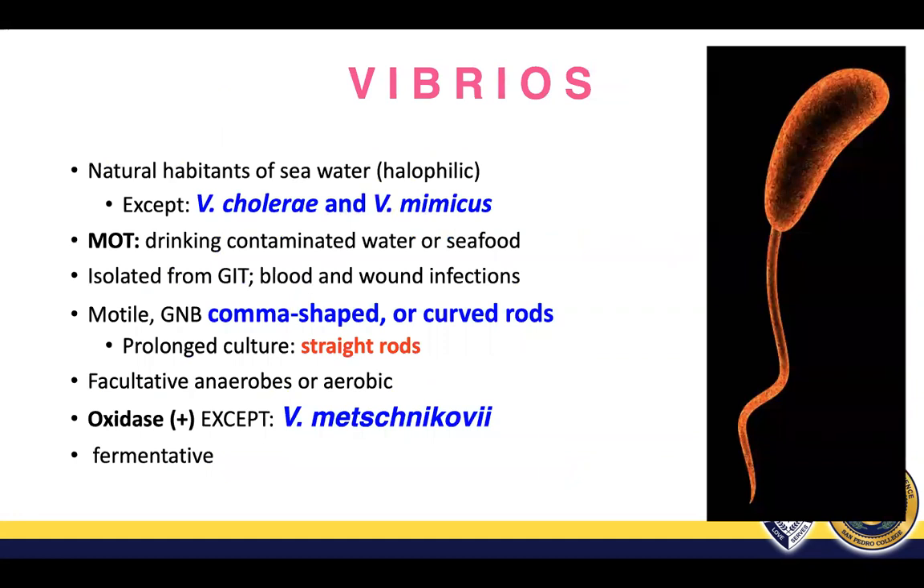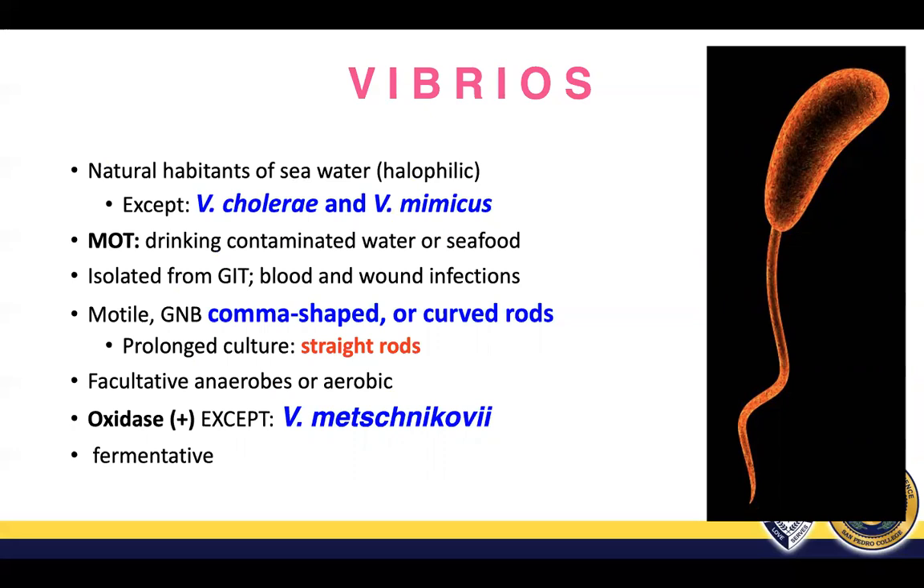So first set we have Vibrios. Vibrios are natural habitants of seawater. So they are mostly halophilic, with the exception of cholerae and mimicus. They are not halophilic. They are able to tolerate high salt concentration, so they can be called halotolerant. They can cause infections by drinking contaminated water or consuming contaminated seafood.